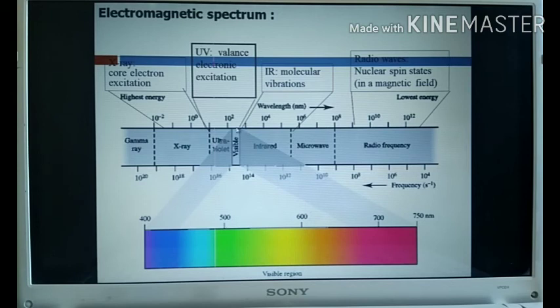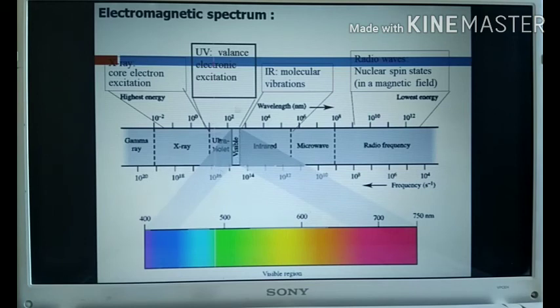isn't it? 10 to the power 1 to 10 to the power 3 nanometer. Wavelength increases from X-ray, UV visible, IR and radio waves. From left to right, wavelength increases and frequency decreases. You can see here, from left to right, wavelength increases, and from right to left, frequency increases.